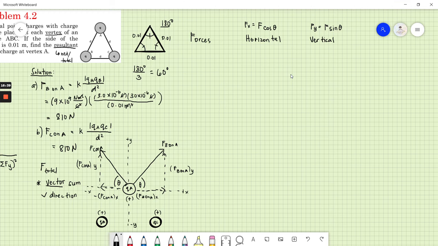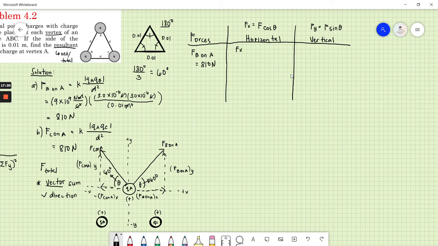So our angle here is 60 degrees, and according to the vertical axis theorem, the angle here is also going to be 60 degrees. So our angles here are 60 degrees. Now that we know our angles, we can find our forces, our components. Okay, so let's begin with FB on A. We know that FB on A is equal to 810 newtons.